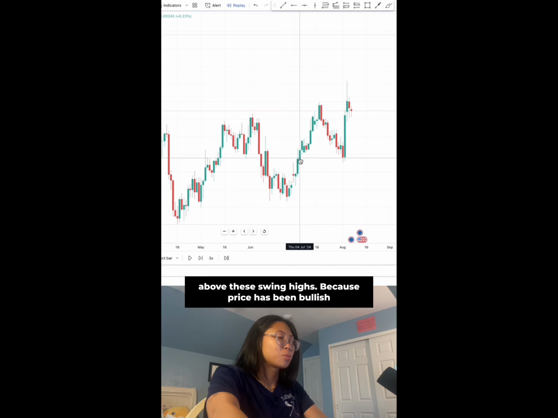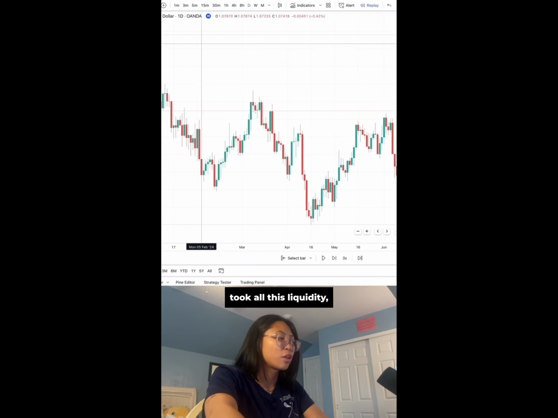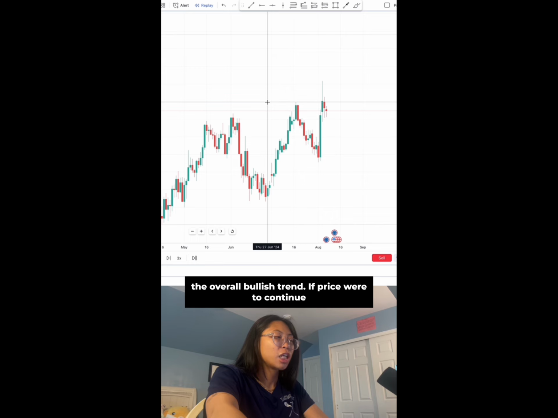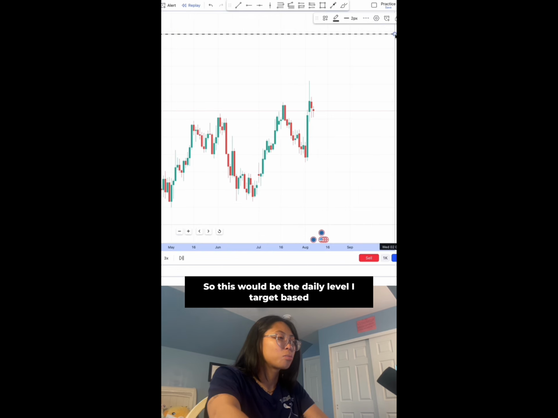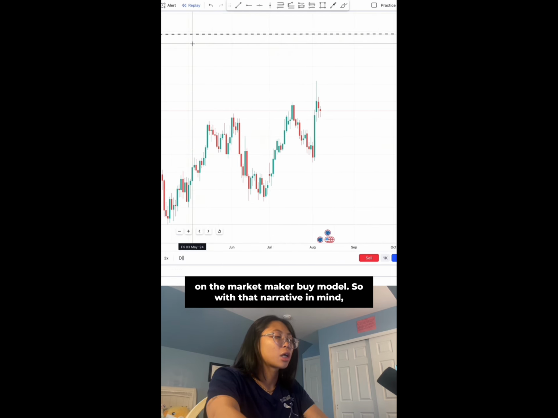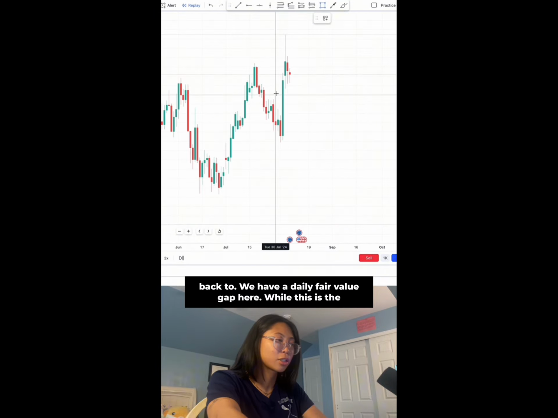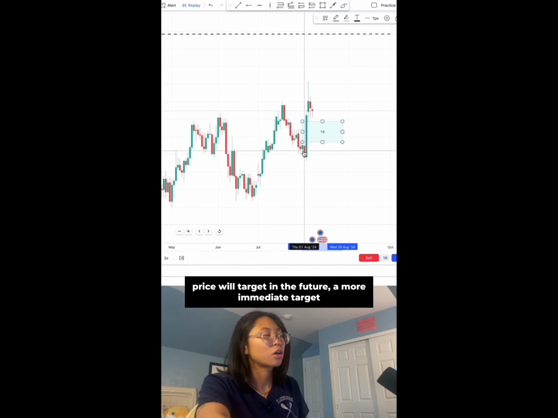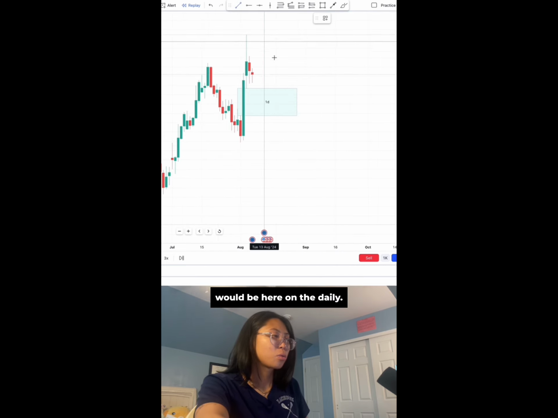Because price has been bullish recently with strong bullish momentum and it recently took all this liquidity, I did feel that price could pull back before continuing the overall bullish trend. If price were to continue the overall bullish trend, a target that I would have based on the market maker model would be this. So this would be the daily level I target based on the market maker buy model. So with that narrative in mind, I wanted to see an area where price could pull back to, and a fair value gap here. While this is the external draw that I believe price will target in the future, a more immediate target would be here on the daily.